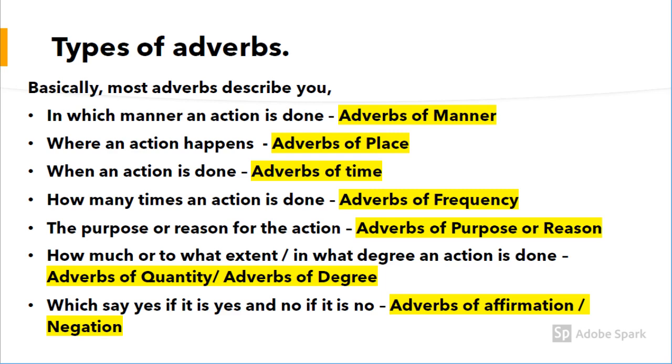Adverbs of frequency describe how many times an action is done. Adverbs of purpose or reason tell the purpose or reason for the action. Adverbs of quantity or adverbs of degree tell how much or to what extent or in what degree an action is done. The adverbs that say yes if it is yes and no if it is no, we call them adverbs of affirmation or negation.